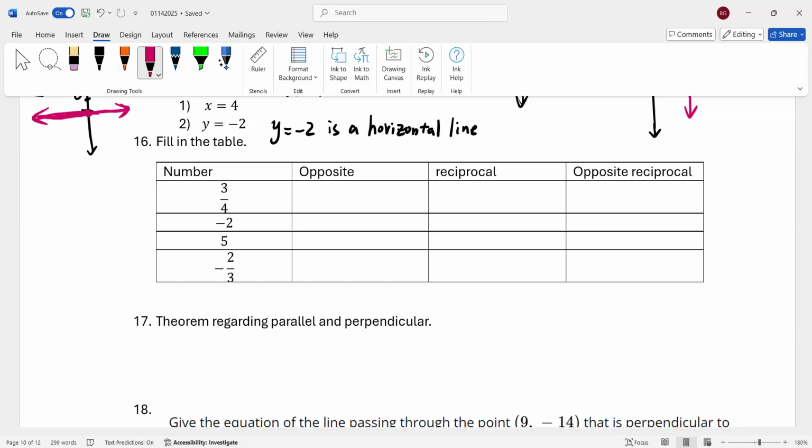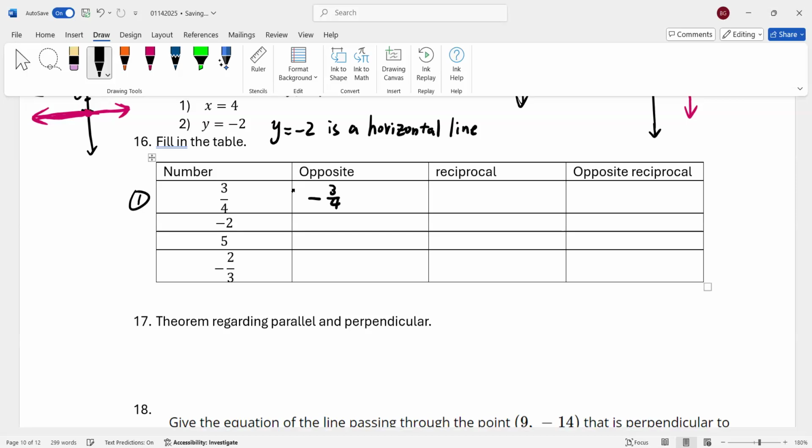Opposite here means the sign is opposite, okay? Two numbers are opposites if they have the same absolute value but different sign. The first number we are given is 3/4. It is positive, even if you don't see the positive sign. It means it is 0.75 unit to the right of the origin on the real number line. Its opposite is simply negative 3/4.